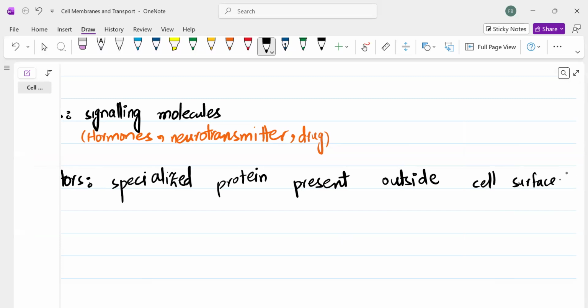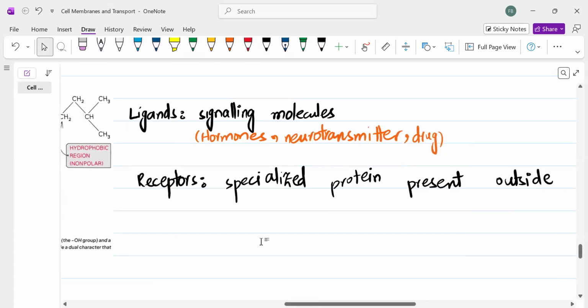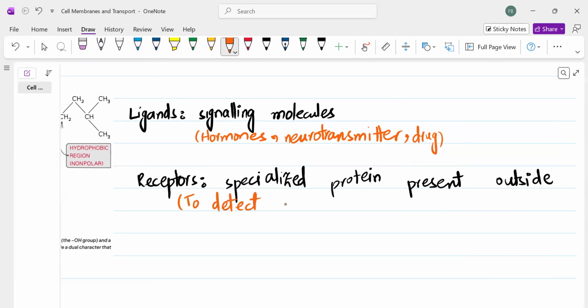Okay, and what is their function? What is the specific function of this receptor? It receives, to detect the stimuli. Clear? So this is the difference between ligand and receptor. I hope you are clear with this.